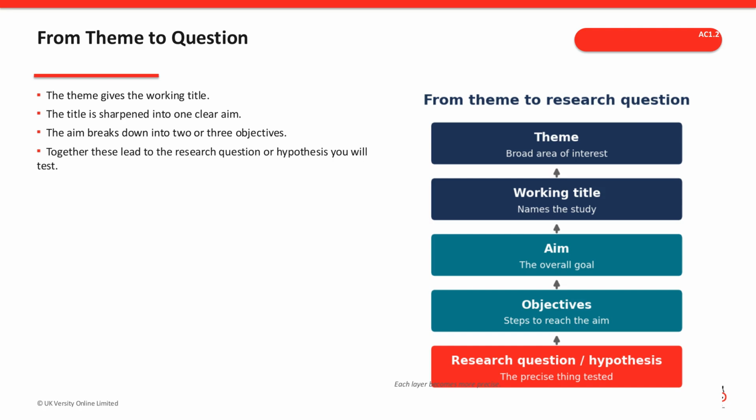These pieces stack up in a neat order. Your theme gives you the working title. The title sharpens into one clear aim, and that aim breaks down into 2 or 3 objectives. Together, those lead to the research question or hypothesis you'll actually test. Picture a study on app usage. The aim is to understand daily screen time. An objective is to log hours for 2 weeks. And the question becomes, which app category eats the most time? Each layer gets a little more precise.